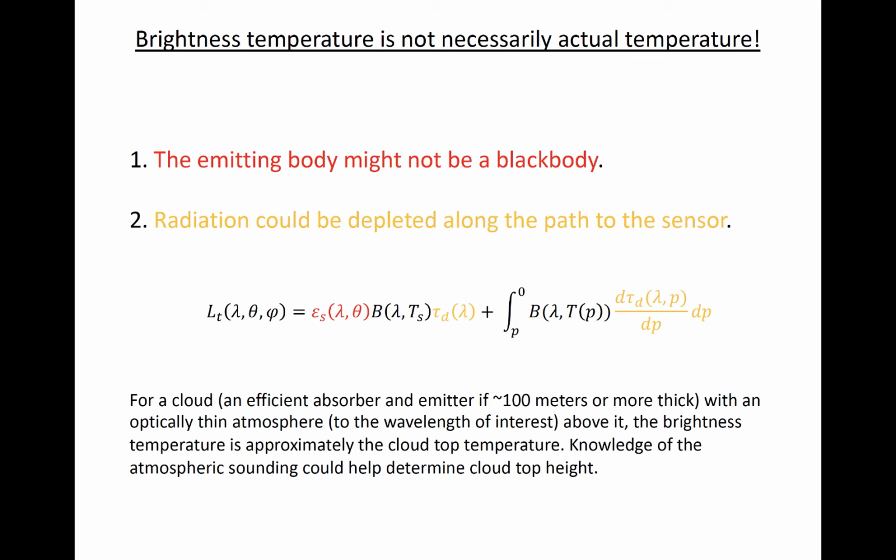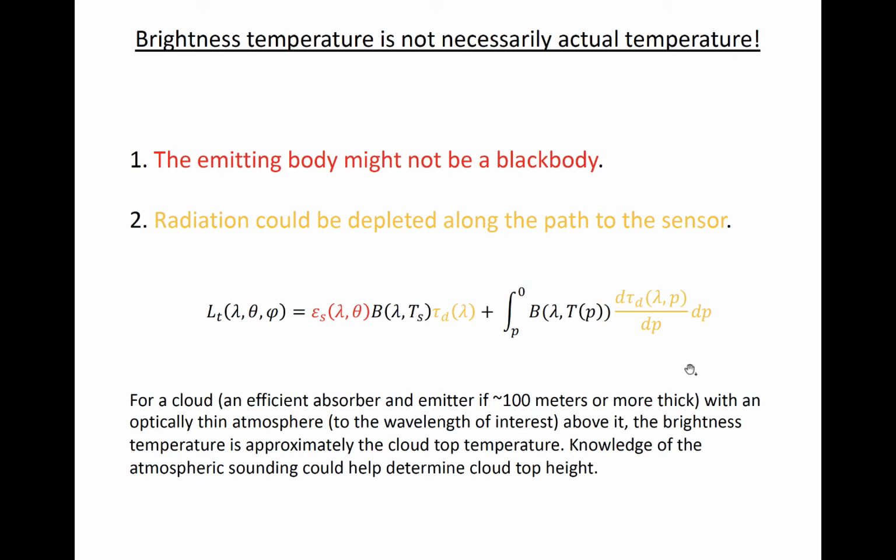When epsilon is approximated as 1, this means that a lower IR brightness temperature generally corresponds to a lower actual temperature. When we discuss microwave radiation later in the class, we will see that surfaces can emit much less than black bodies, which greatly alters the interpretation of brightness temperature.